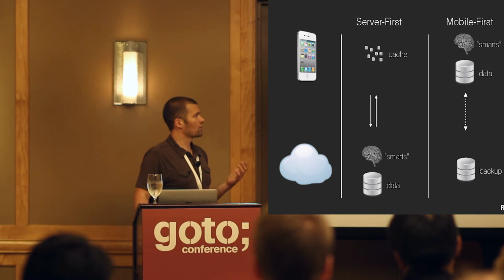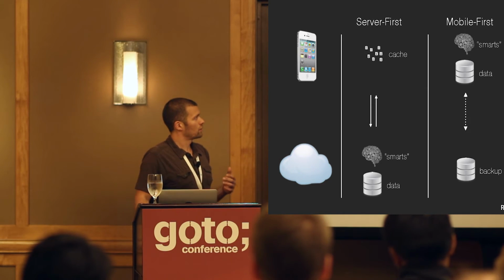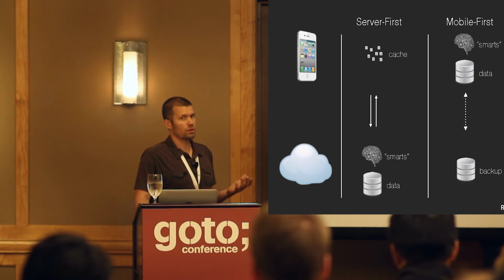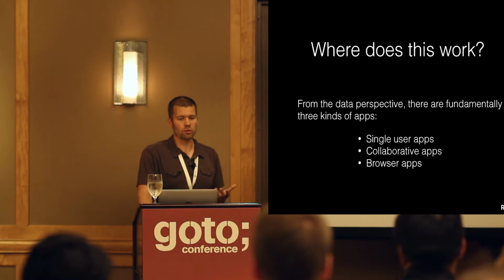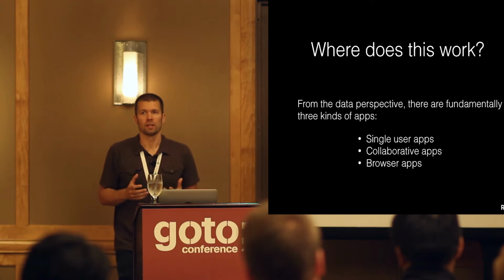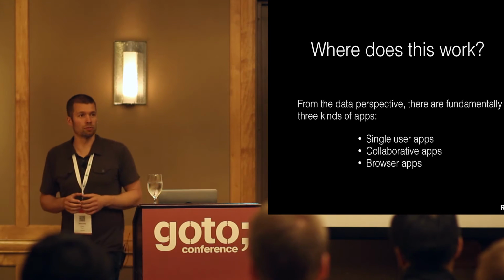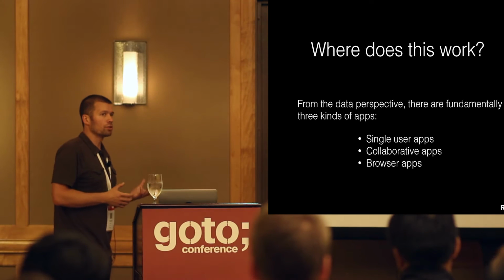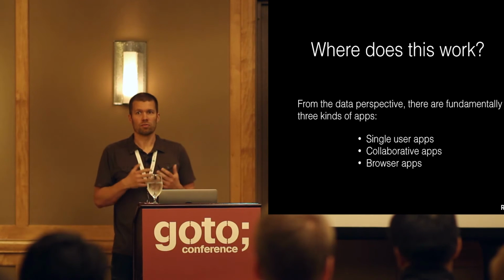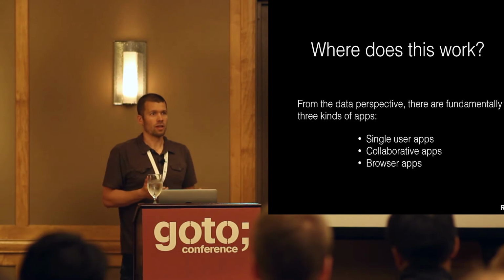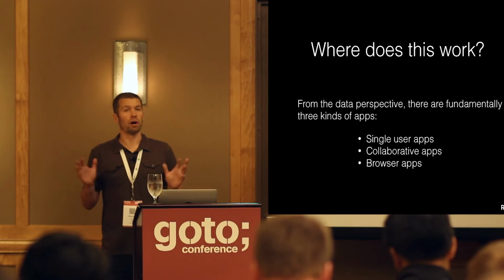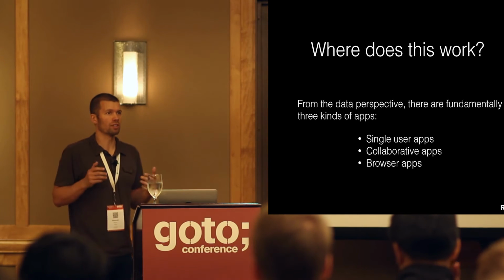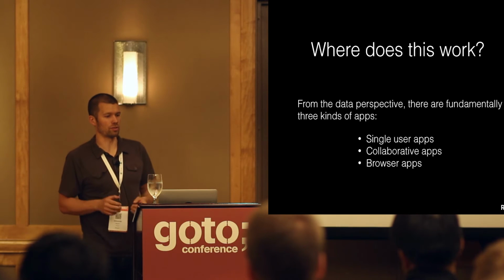But of course, this is something that some apps are really good with and some apps are not as amenable to. So you can ask, where does this work? Well, if you look at it from the data classes, there really only exist three kinds of apps. There's the single user apps, there's collaborative apps, and then there's what we call a browser app. Not in the web browser sense, but in the data browsing sense.